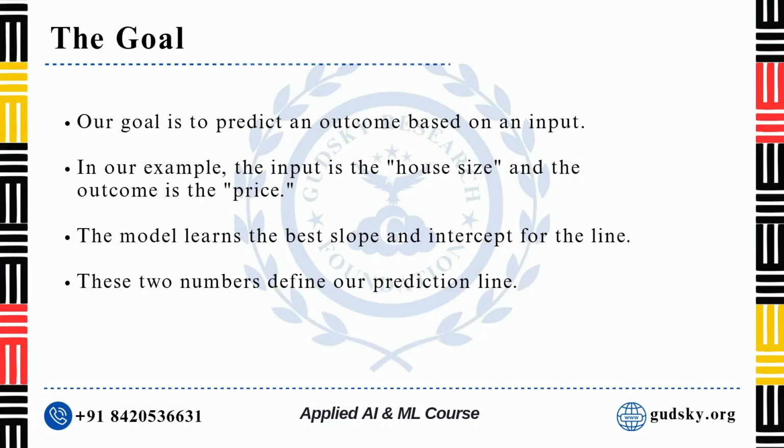The main goal of our model is simple: to predict an outcome based on an input. In the house example, our input is the size of the house and the outcome is the price. To find the best fit line, the model is really searching for two numbers: the slope, which tells us how steep the line is, and the y-intercept, which tells you where the line starts. These two numbers are the key to the entire prediction.